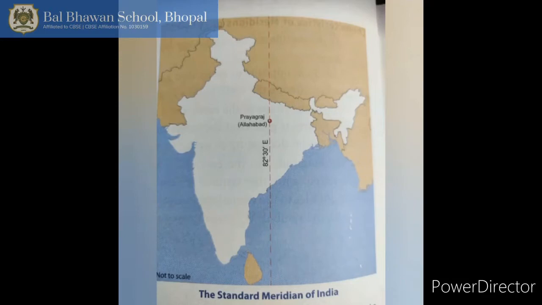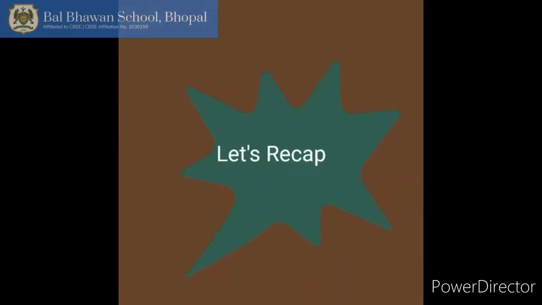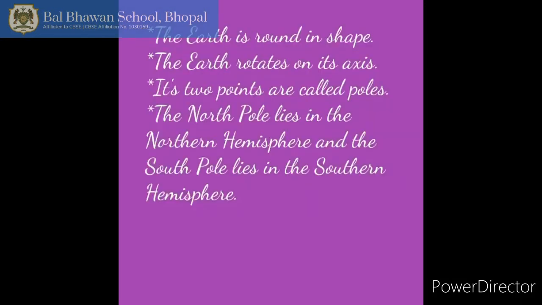Now, let's recap what we have learned through longitudes and latitudes. The earth is round in shape. It rotates on its axis. Its 2 points are called poles. The North Pole lies in the northern hemisphere and the South Pole lies in the southern hemisphere.